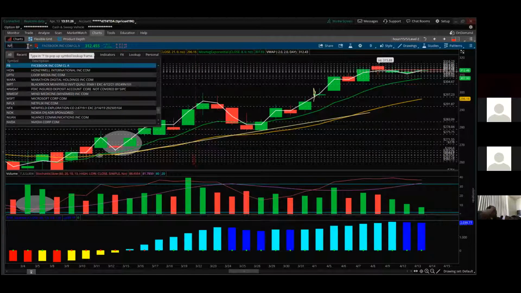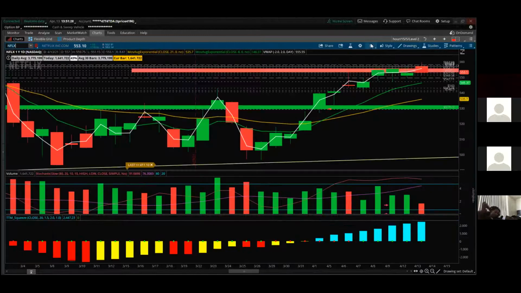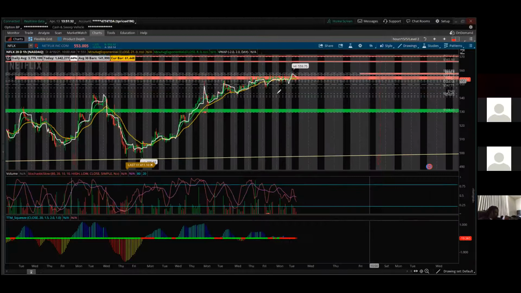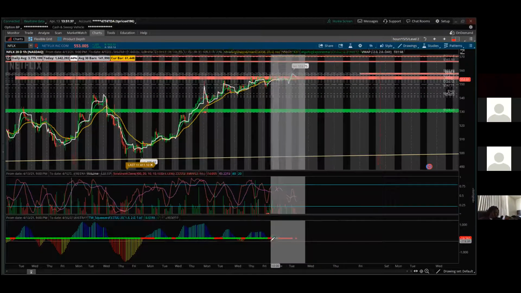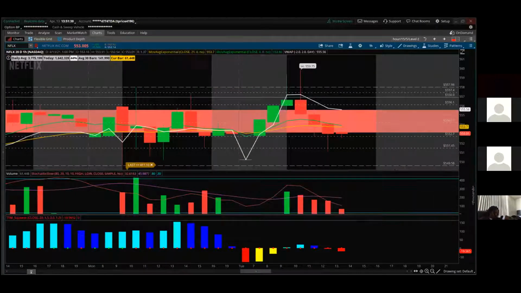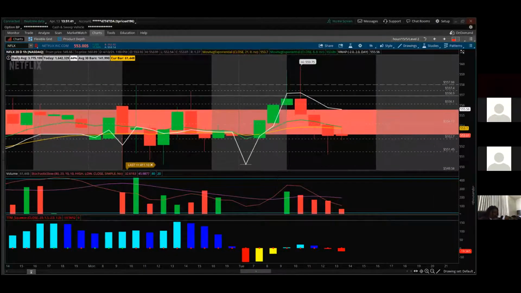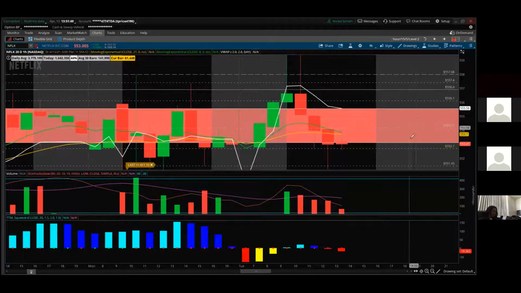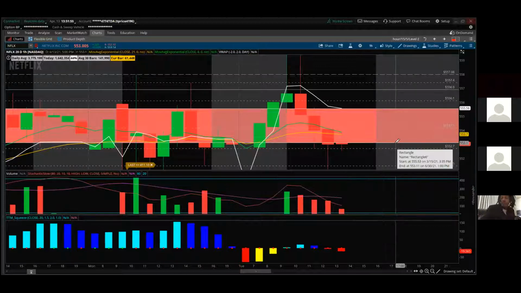Someone's asking about Netflix. So Netflix on the hourly. Let's check it out. So, yep. See these red little dots here? That means something's squeezing. So that means something's about to happen. In this case, on the hourly, just by looking at it quickly, the 8 is crossing under the 21 and it's having trouble reclaiming over the supply zone. So this whole supply zone is from 555 to 553.